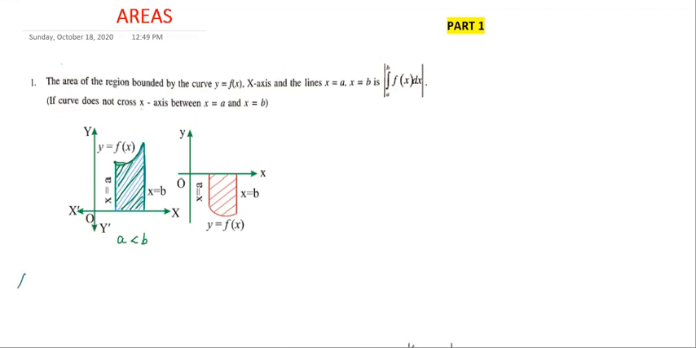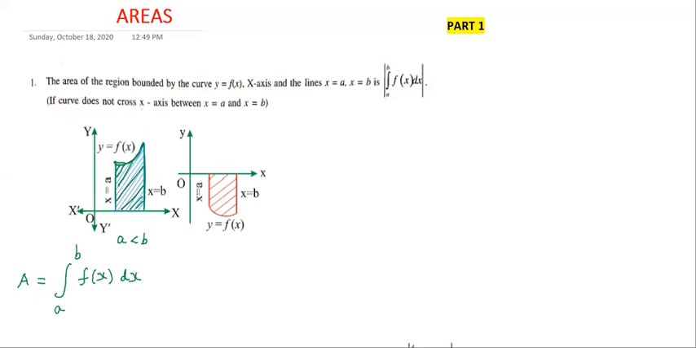Now the required area A is equal to integration. What are the limits? a to b. The limits here are x values. The function also, we want to take in terms of x. Integration a to b f of x dx. So by observing the first graph, I have written the definite integration formula.